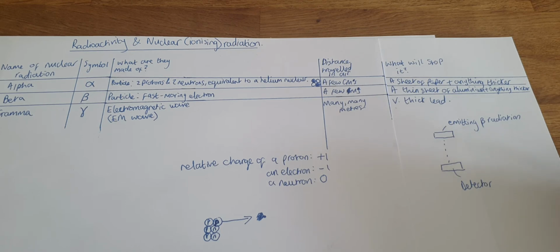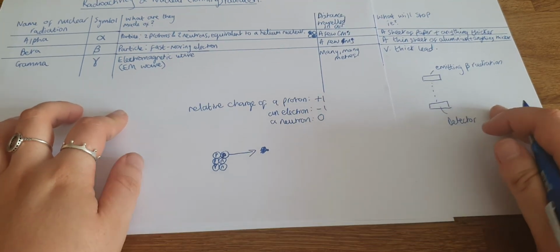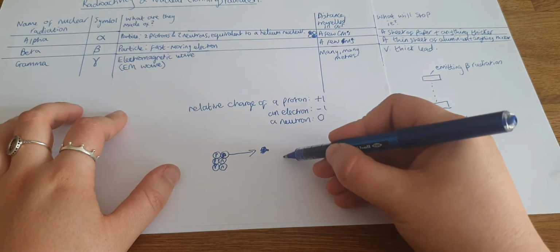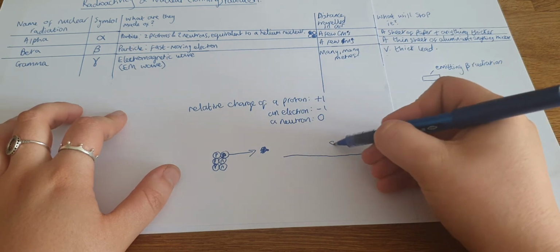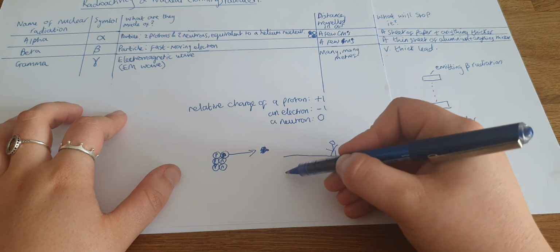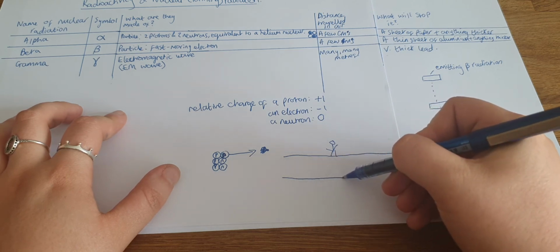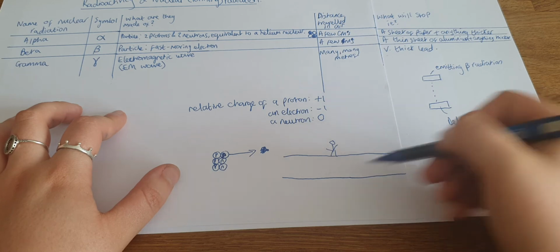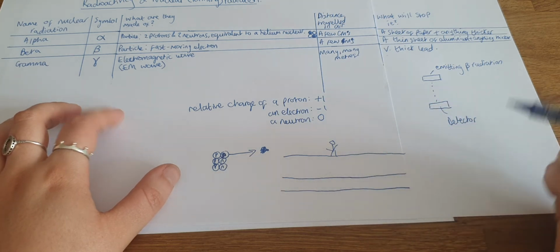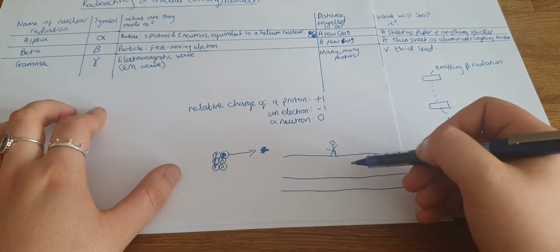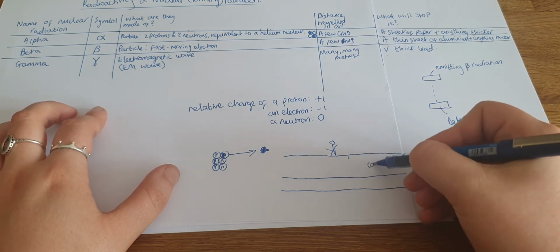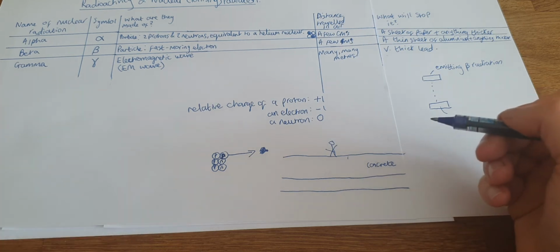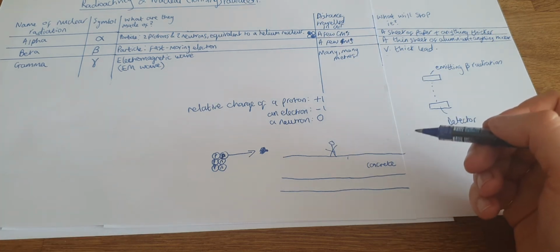And what else? We use it to sterilize hospital equipment, and we use it to detect leaks and blockages in pipes. So I suppose I could draw another diagram for this one. You've got people standing up here on the top. You've got pipes underneath. So this is my pipe going underneath. Now you can't use alpha or beta radiation for this purpose, because this is all concrete, and nothing will get through the concrete except gamma radiation.